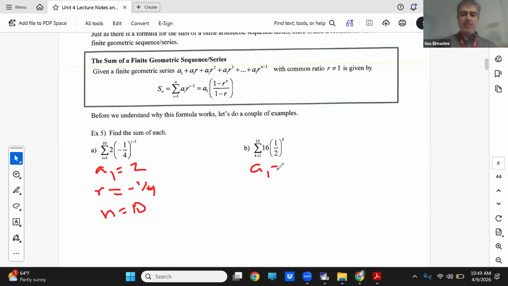A1 is, what's A1 here for part B? Nope. Careful. Because you've got to look at what the formula says. It says i minus 1 for A, but that's not true for this one. So that's a little sneaky as well. R is 1/2, n is 10. You can work those out.